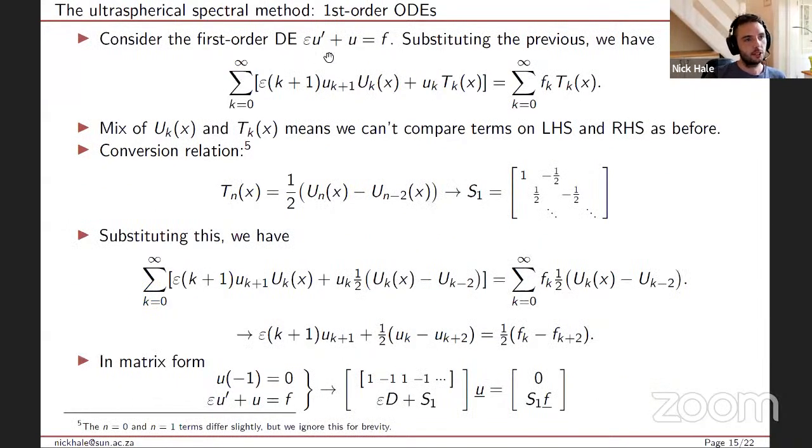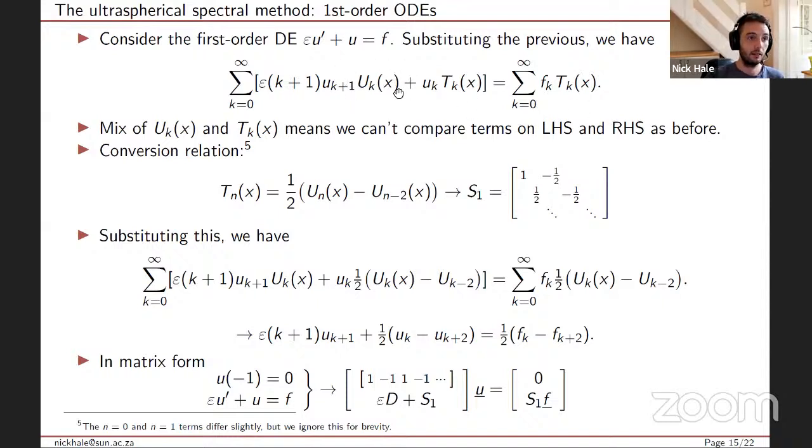Okay, so then let's just quickly consider a first order problem to explain how we would go ahead and solve this. Now we would substitute those expansions into our differential equation again, this one here. But now if we want to compare coefficients, we have a bit of a problem. We have Uk's on the left and Tk's on the right. So we're comparing apples with oranges, which isn't going to work. So we need to do something.